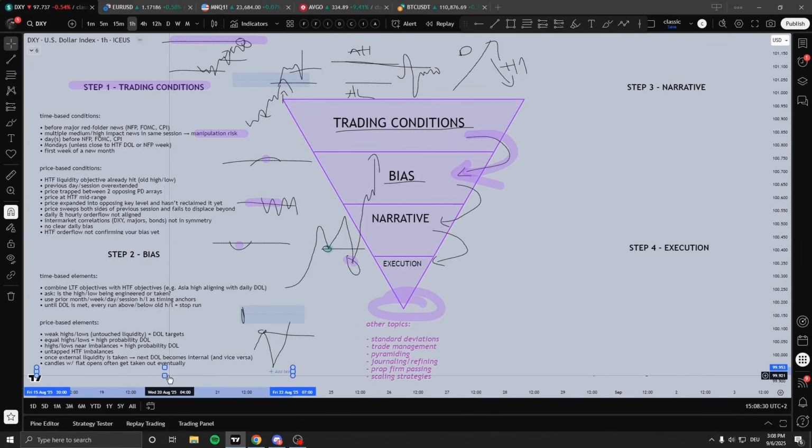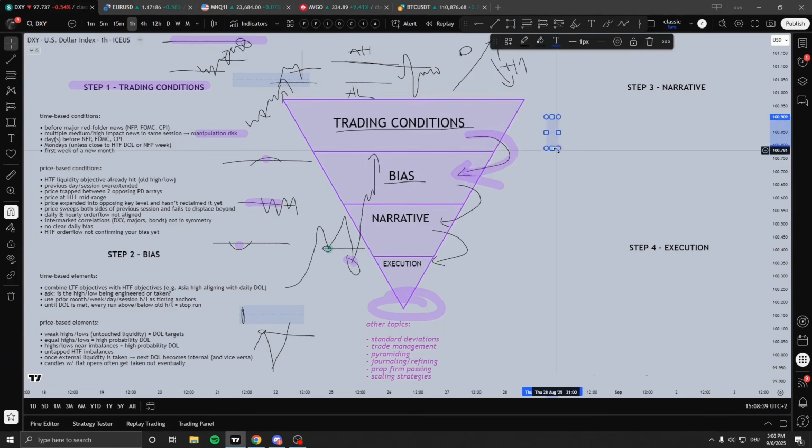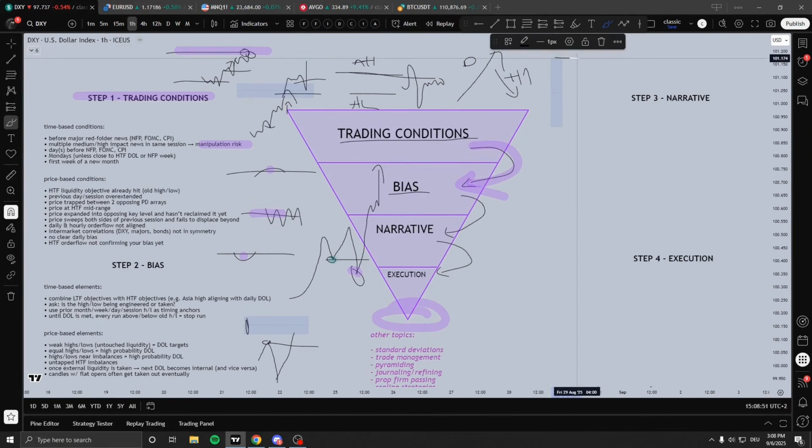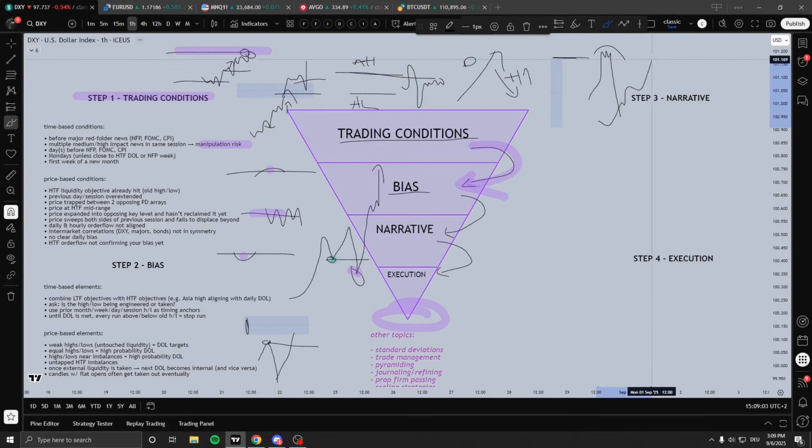The last thing you want to look out for is candles with a flat open. What do I mean by that? Sometimes you can see that we open up a higher time frame candle and we don't form a wick. So we open up and straight away expand, and therefore we have a flat open and no wick to the downside or to the upside. And usually those flat opens will eventually get taken out at some point, and you can use them as either a POI to look for shorts, long if it's a flat open to the downside, or you can use them as an objective to aim for if you want to long, right?